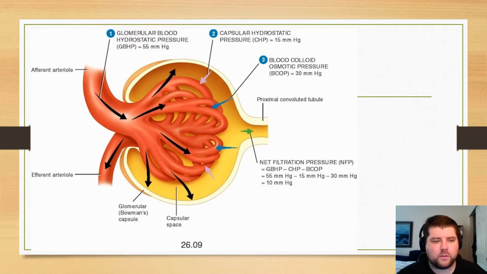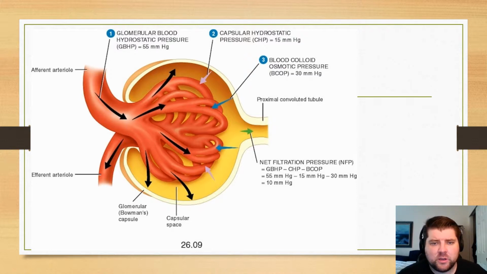Here's another look at the glomerulus, and here we can see more of a calculation being done where we have 55 millimeters of mercury of glomerular blood hydrostatic pressure. The capsular hydrostatic pressure is at 15 millimeters of mercury, and we have the blood colloid osmotic pressure at 30 millimeters of mercury here. And it's all reacting in 3D very quickly. This is a chemical reaction, so it's happening very fast.